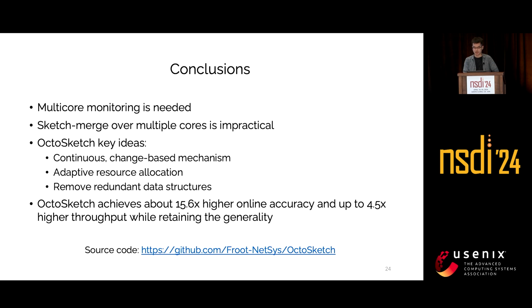In conclusion, our paper addresses the challenge of multi-core monitoring, demonstrating that reusing sketch merge for a distributed system can result in significant overhead. To achieve high online accuracy, optimal performance, and broad applicability, we propose OctoSketch. OctoSketch leverages a continuous change-based mechanism, eliminating redundant data structures, and dynamically allocating resources among workers and the aggregator to meet diverse system objectives. Our results demonstrate that OctoSketch achieves around 15.6 times lower errors and up to 4.5 times higher throughput than prior entire sketch merge.